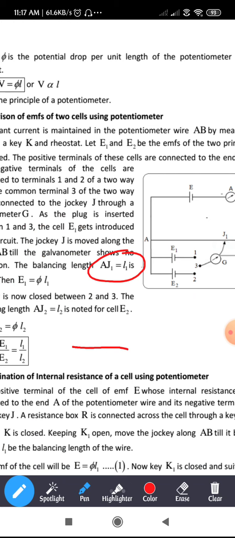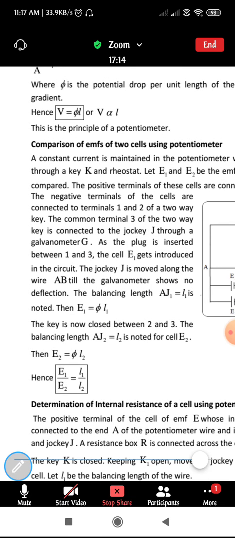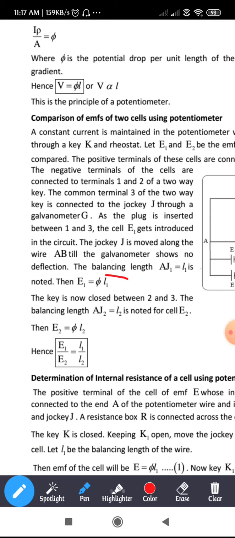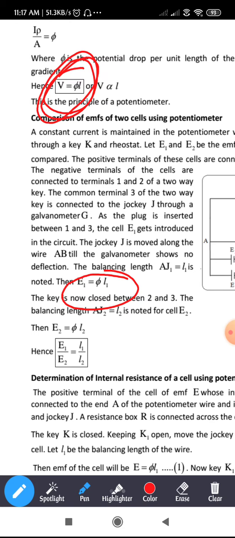So that is nothing but we are going to write that as E1 is equal to 5 into L1. Okay, E1 is equal to 5 into L1 by making use of this. Since we have written here V is equal to 5 into L, by making use of that equation itself, we are going to write E is equal to 5 into L. Since we are applying this to the first cell, we are going to write that as E1 is equal to 5 into L1.